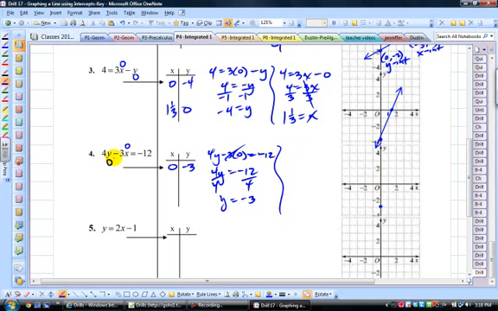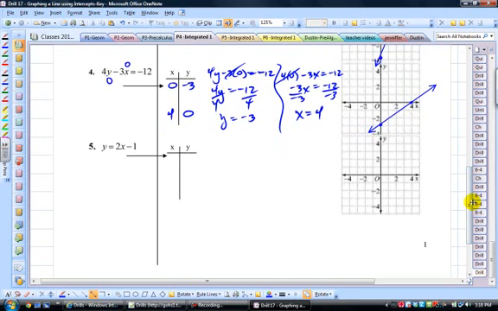Alright, the x-intercept, I gotta put a 0 in for y. So I've got 4 times 0 minus 3x equals negative 12. I get negative 3x equals negative 12. Divide both sides by negative 3, and I get x is equal to 4. So 4 comma 0 is my x-intercept right here. Alright, so go ahead and just graph a line there, and we're done.